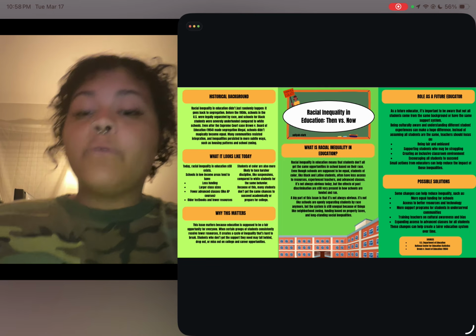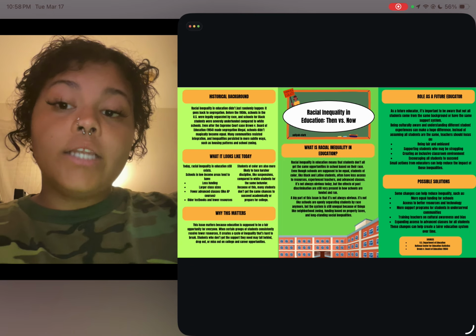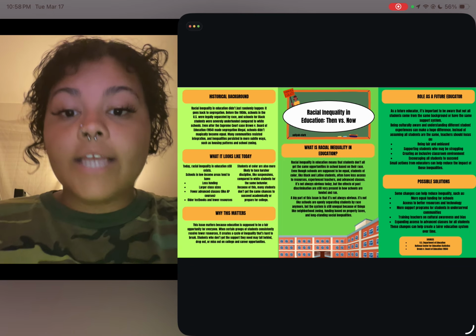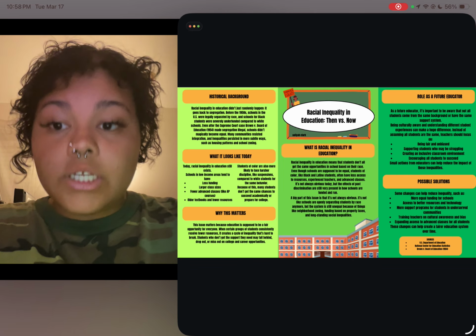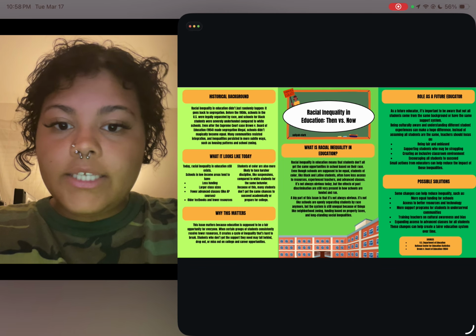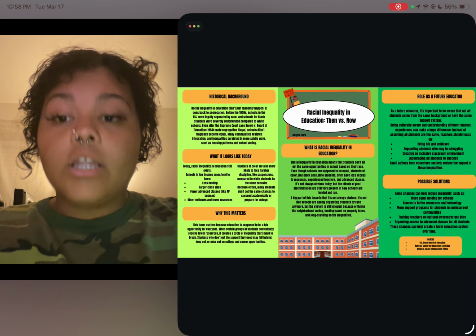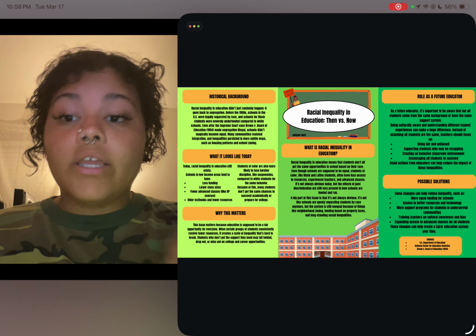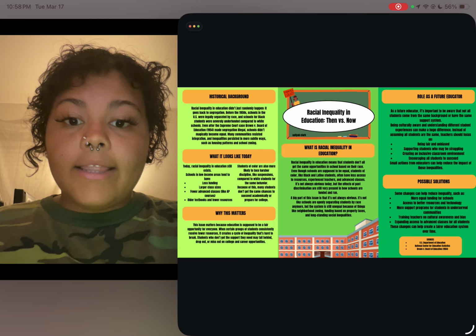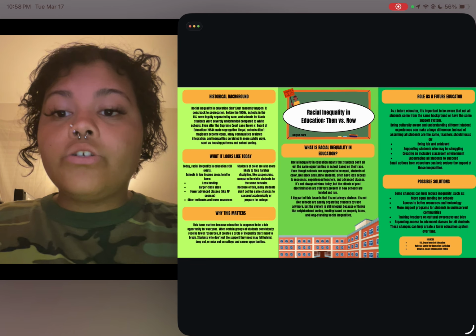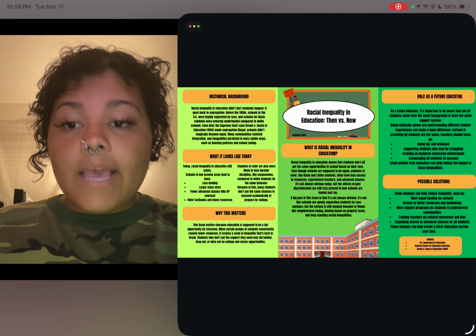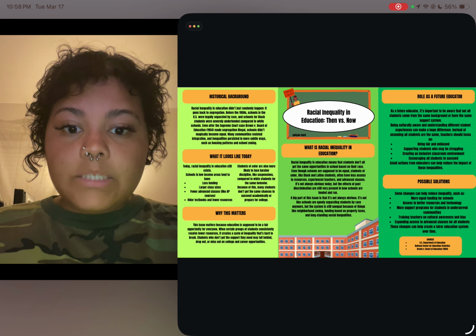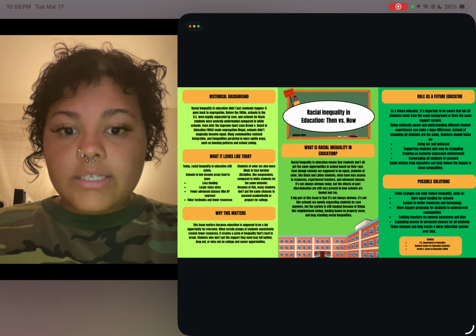So now that we have a glimpse of what it looked like then, let's talk about what it looks like today. Today, racial inequality in education still exists. We see this through income areas, with marginalized communities living in low income areas and having less funding towards their schools, larger class sizes, fewer advanced classes like AP courses, older textbooks, and fewer resources.